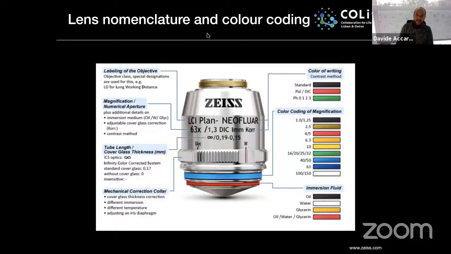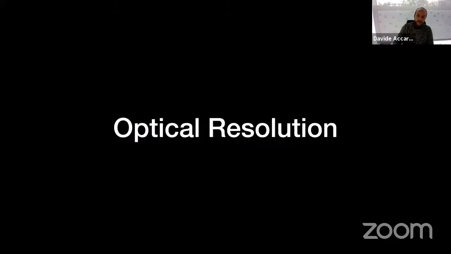So this is just to give you the complete lens nomenclature, which we will not go through, and the color coding. This nomenclature and color coding is standardized at the international level. You have the reference here, so you can find it on the Zeiss webpage. Please read it and ask again your local experts. And now let's go to optical resolution.